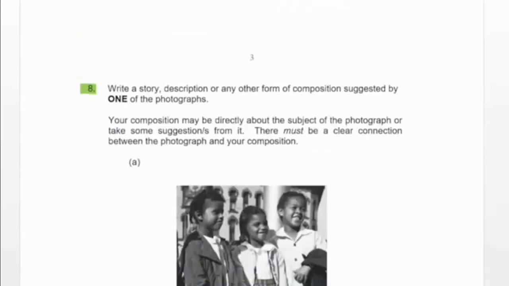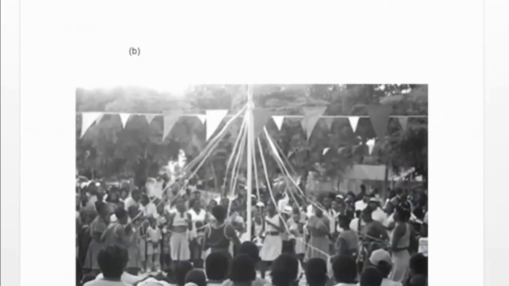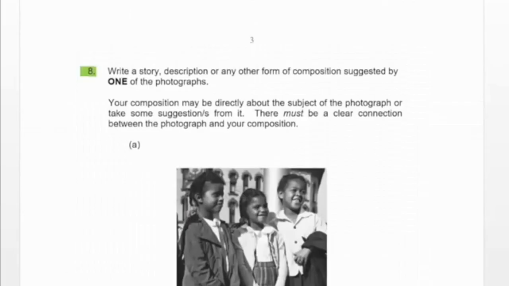The final question of paper 1 is usually the picture prompt. The last question is the picture prompt question. You will find 2 pictures. Whatever you write must be based on the images and the ideas conveyed in the picture.